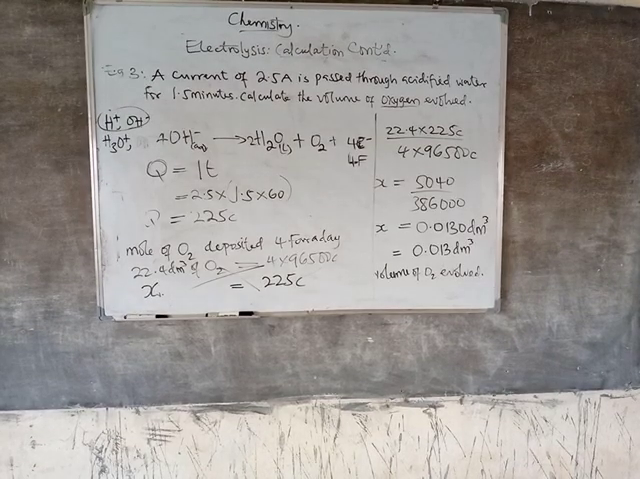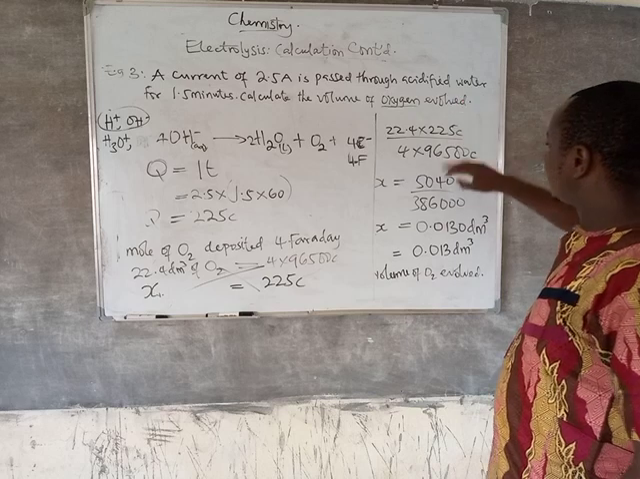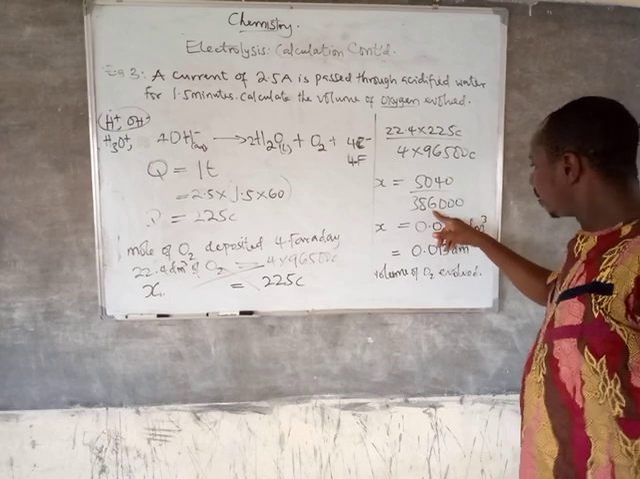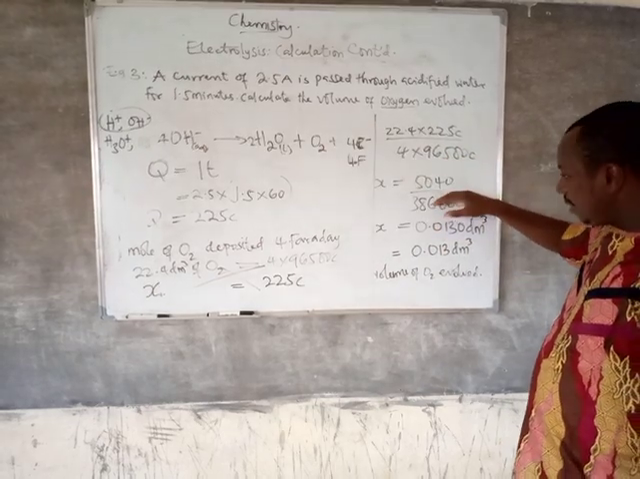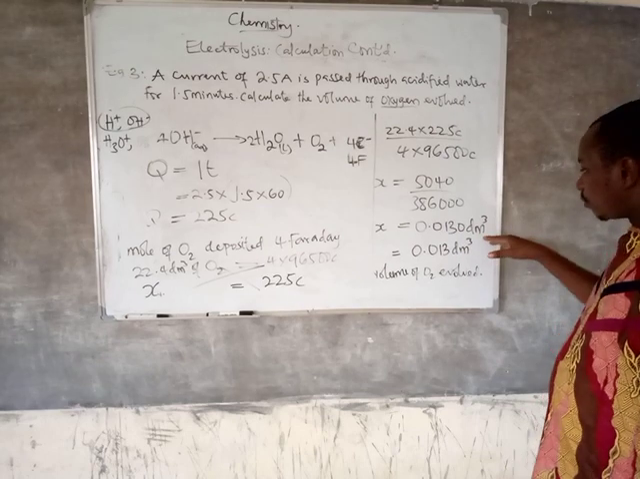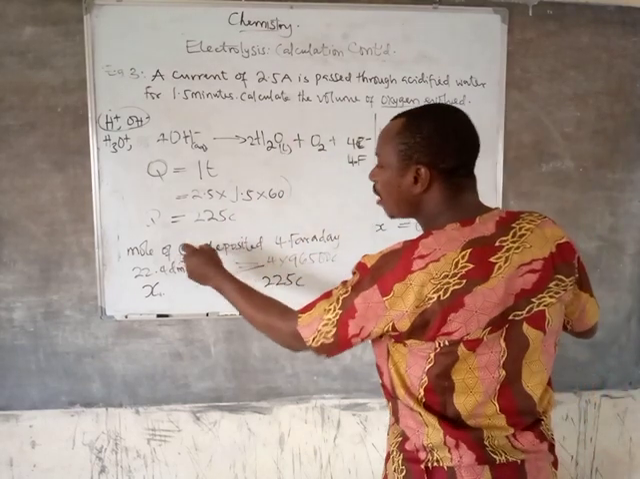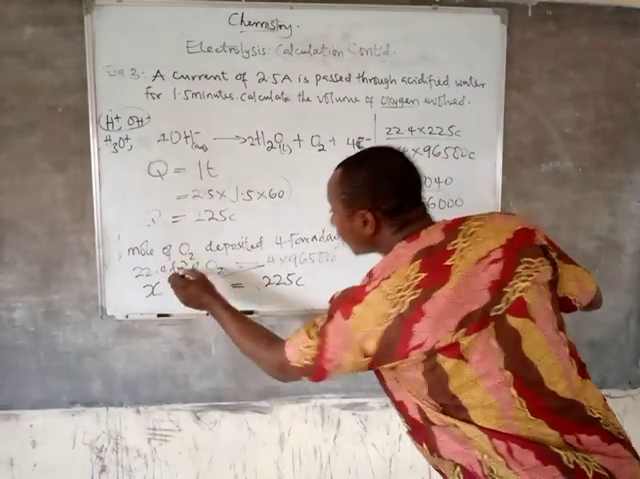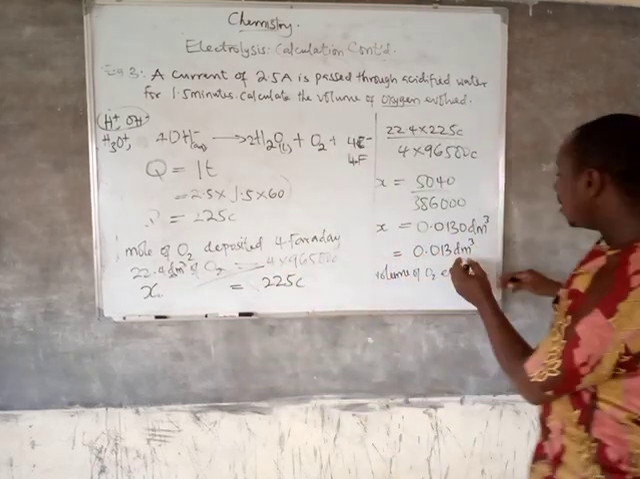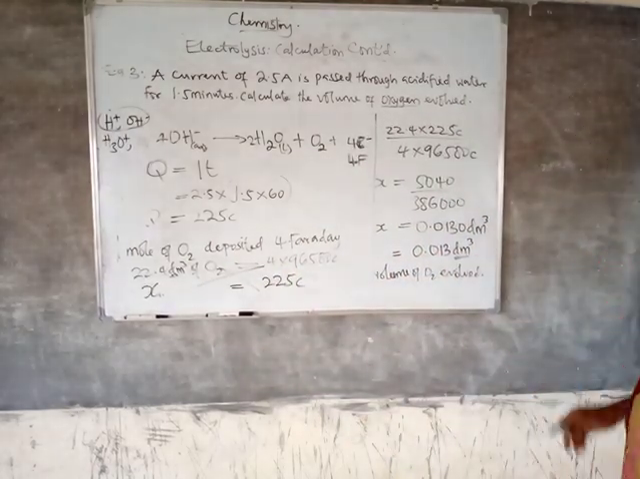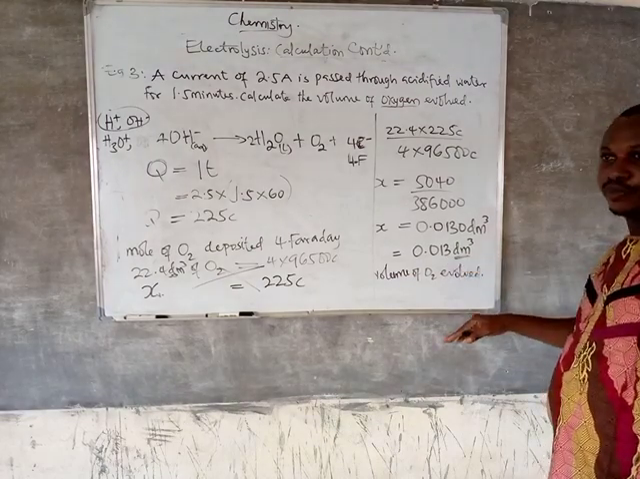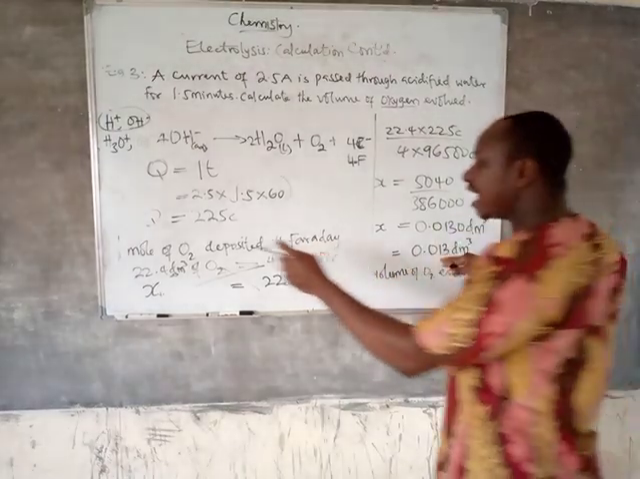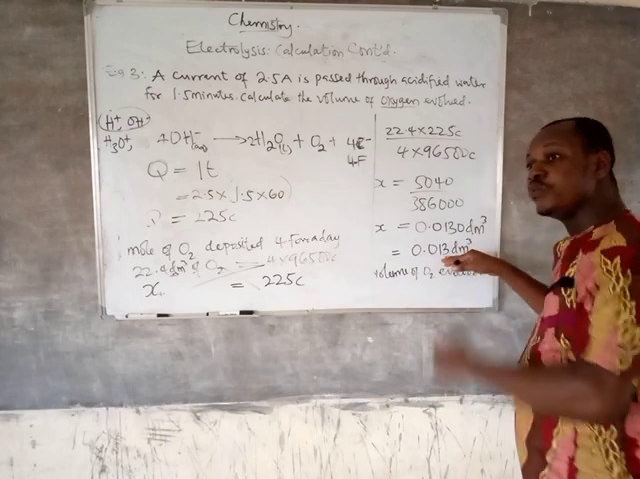Okay, so we have gotten it from the calculator. This multiplied by this gives us 5040. And when 4 multiplies this one, it will give us this. Now, if you do your division very well, this divided by this will give you this. Don't forget that the first one, the molar gas, 1 mole of the gas is 22.4 dm cube. So it is in dm cube. That is why I'm giving the answer in dm cube. But we can still convert it to cm cube. You know how? By multiplying by 1000.